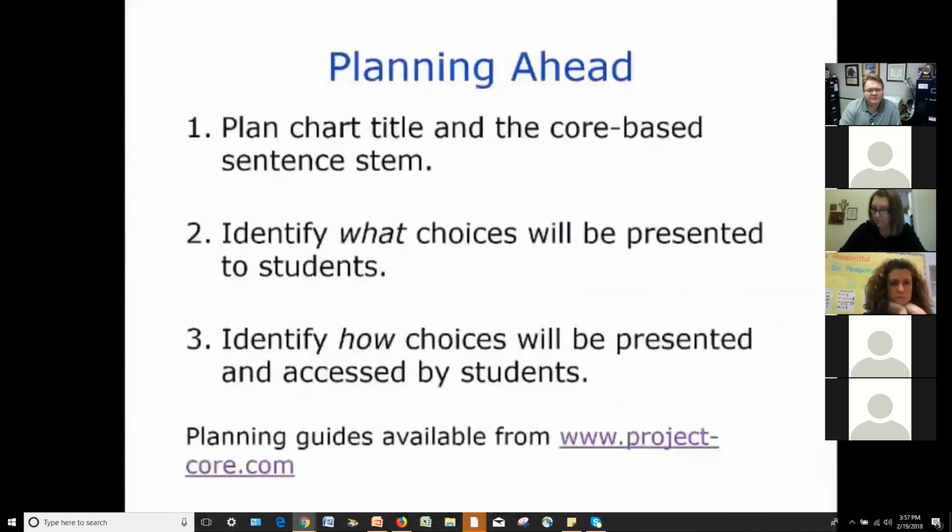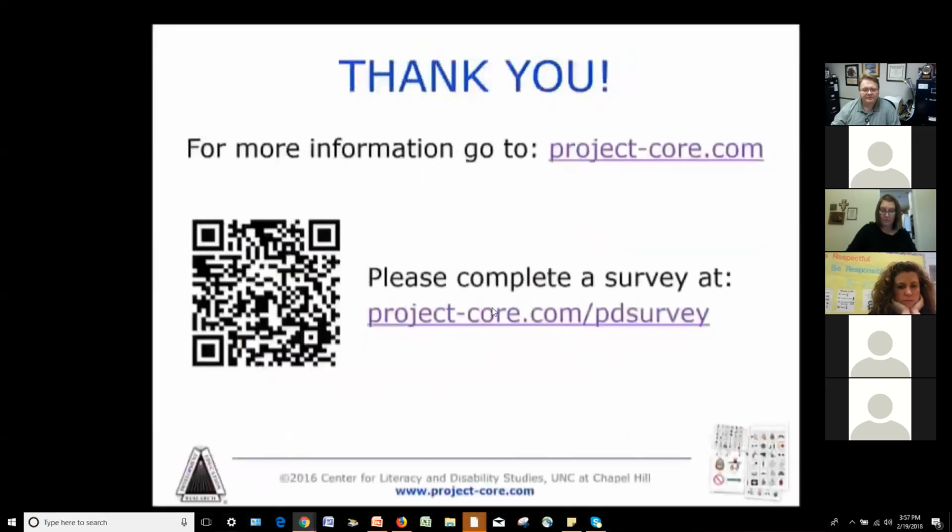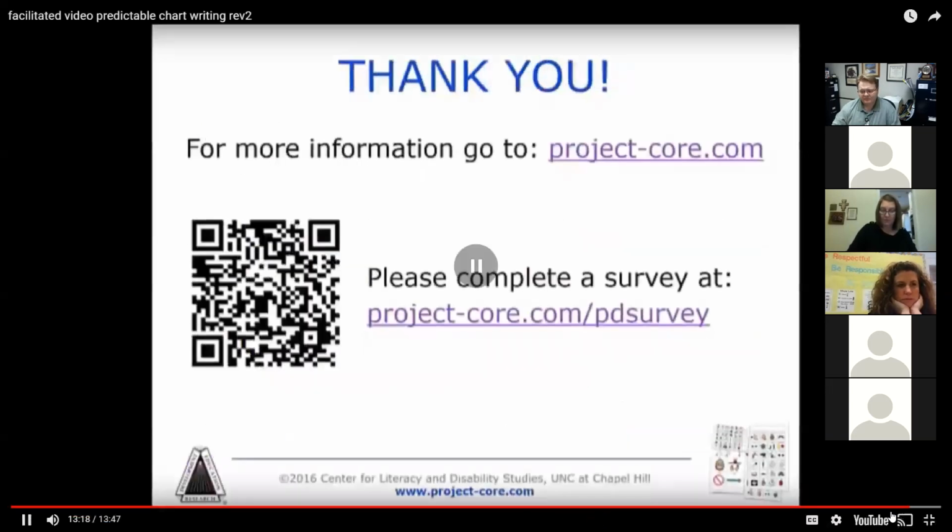It's important to plan ahead for predictable chart writing lessons. First, the chart title and the sentence stem need to be defined. The choices that will be presented to students to contribute to the chart writing process must be determined, and how these choices will be presented must be understood. There are many ways choices may be presented, including the use of partner-assisted scanning, eye gaze, manipulation of tactual objects, or pointing to symbol choices. Planning guides are available for download from the Project Core website. This concludes the module. Your feedback is important.